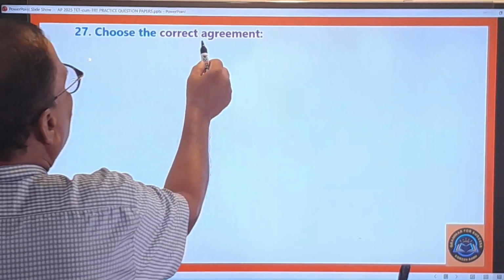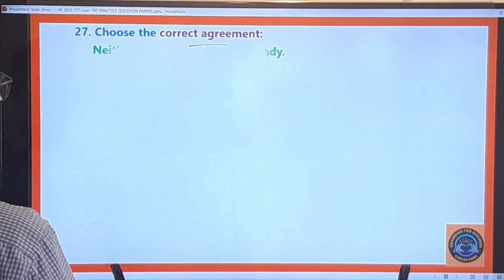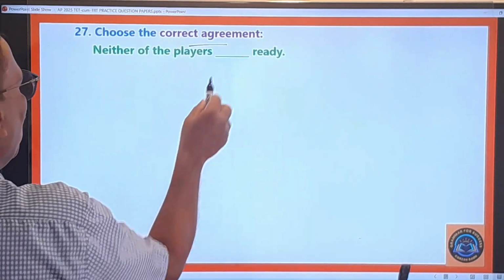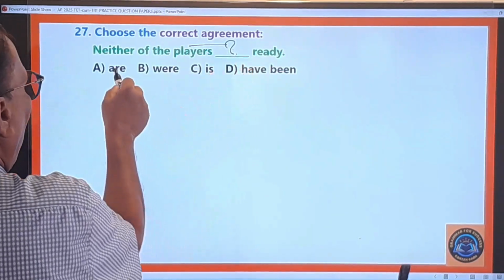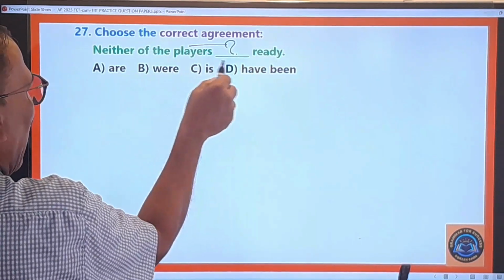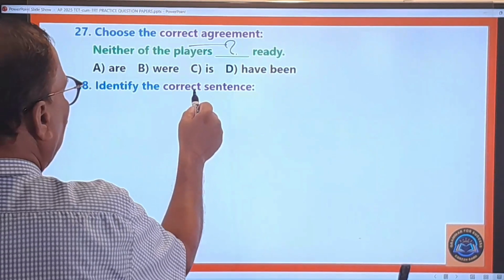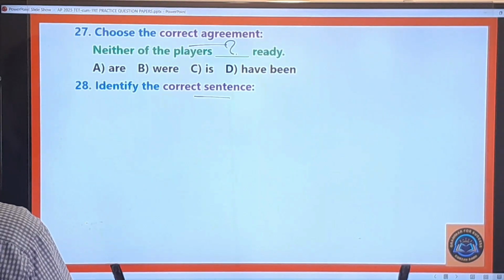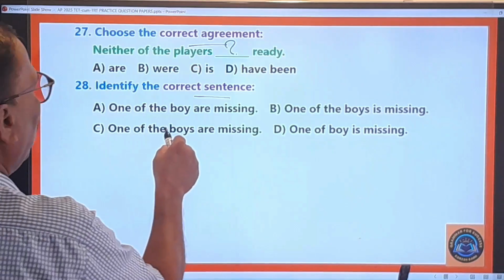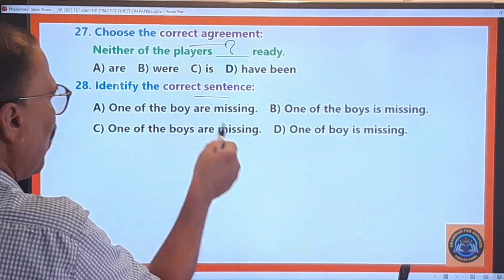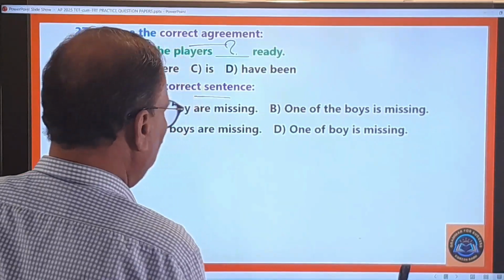27th question. Choose the correct agreement. What sentence is given here? Neither of the players, blank, ready. So what should be used in this blank? Are, were, is, have been. Go to the 28th question. Identify the correct sentence. So what are the options given here? One of the boy are missing, one of the boys is missing, one of the boys are missing, one of boy is missing.